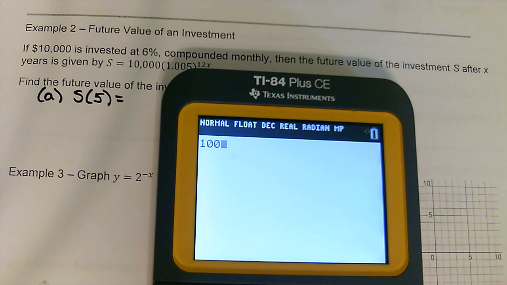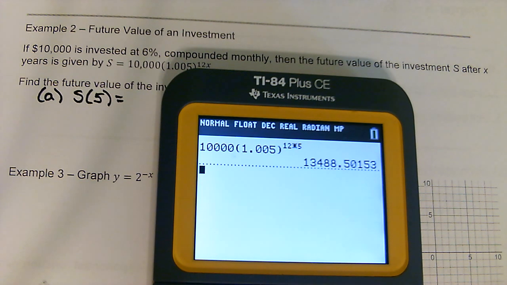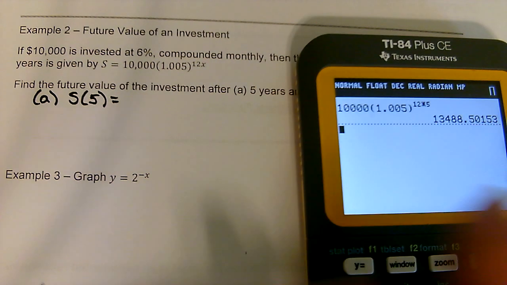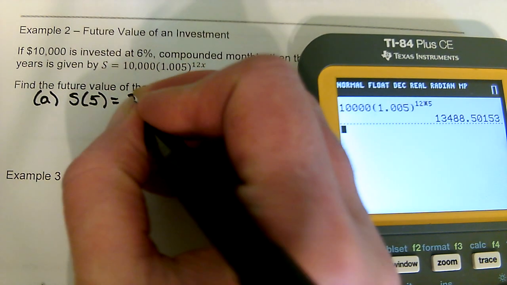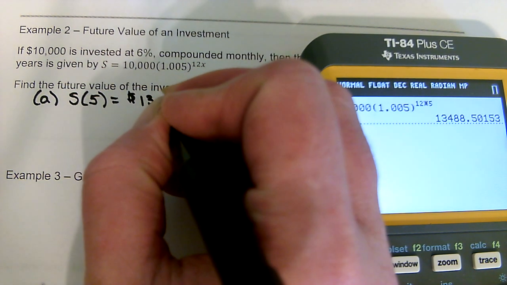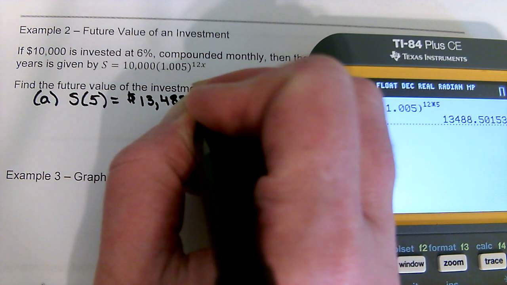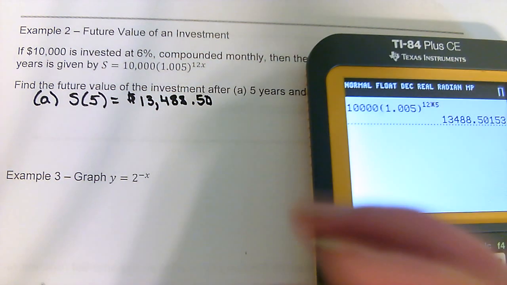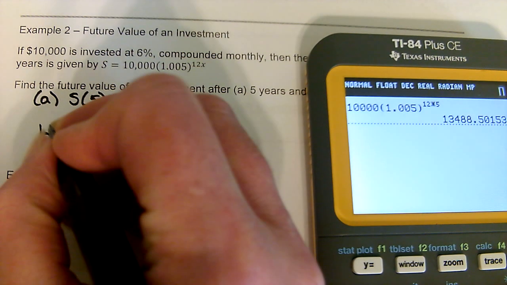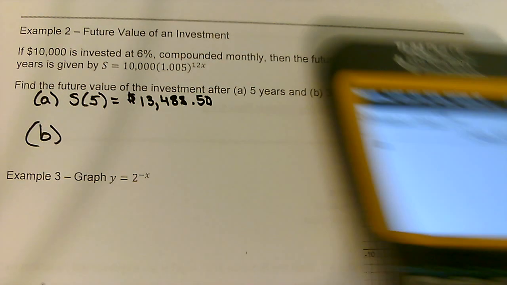So we have 10,000 parentheses 1.005 to the 12 times 5. And we get 13,488, and remember this is money, so we're going to go two decimal places, and 50 cents. Don't short somebody their 50 cents.